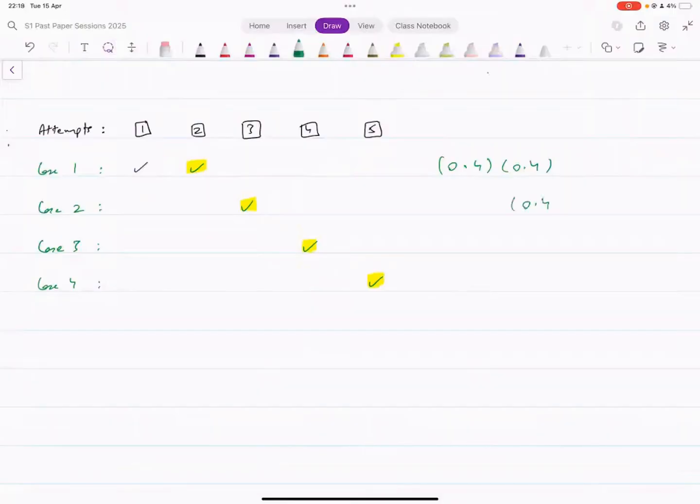But the first success, the probability of that is 0.4. But that could either come here or it could come here. It could come in any one of these two positions. We've got two possibilities for this, so we have to consider both of these possibilities. Now, how do we do that?